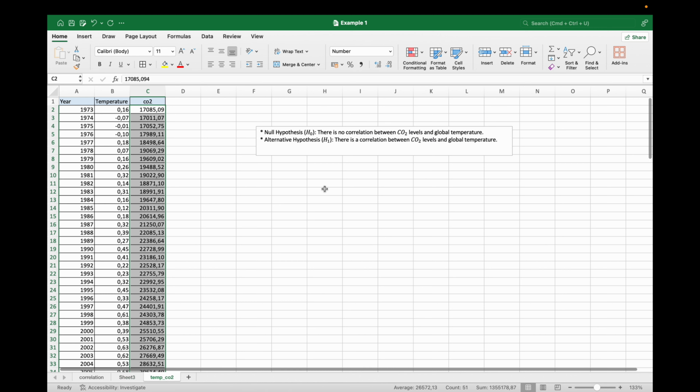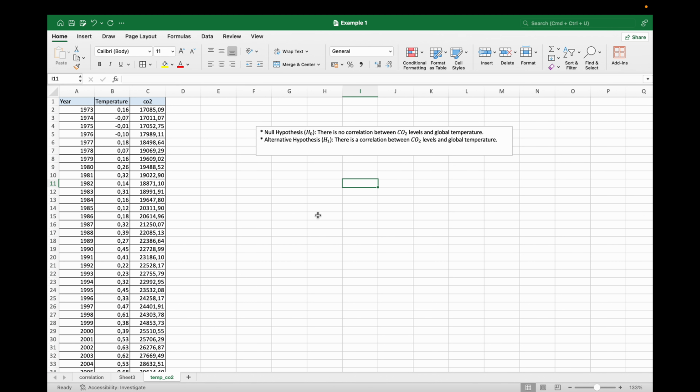So back to the hypothesis. Because the p-value was smaller than 0.05, I rejected the null hypothesis. So in conclusion, there is statistically significant evidence that CO2 levels and global temperature are correlated. This confirms what climate scientists have been saying: as CO2 rises, so does global temperature.